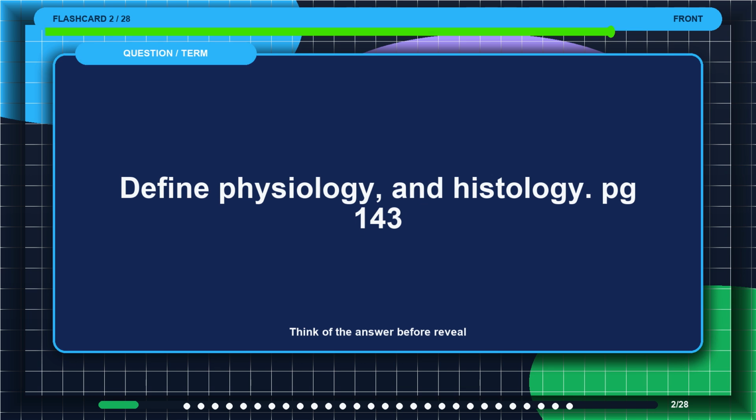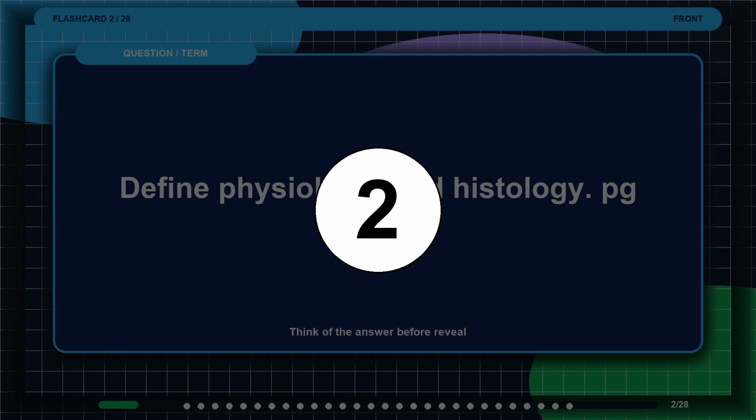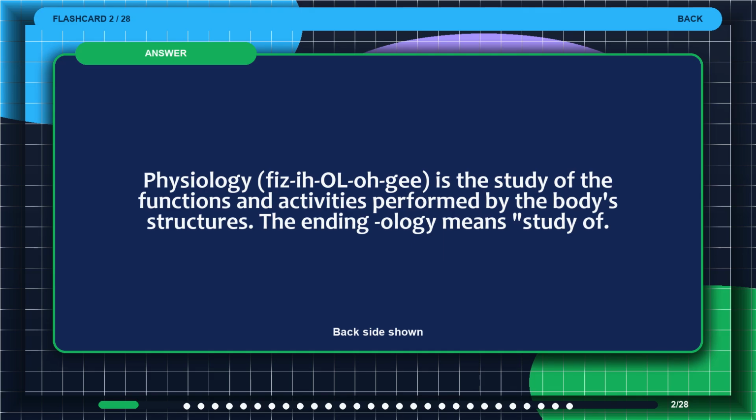Flashcard 2. Define physiology and histology. PG 143. Pause and think of the answer before the reveal. The answer is physiology. Physiology is the study of the functions and activities performed by the body's structures. The ending ology means study of.